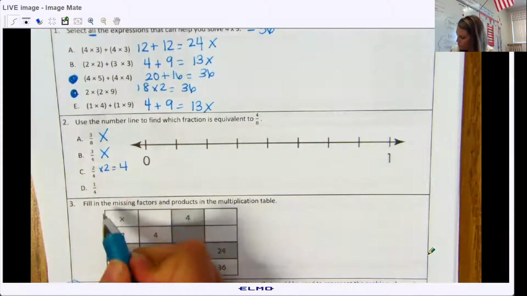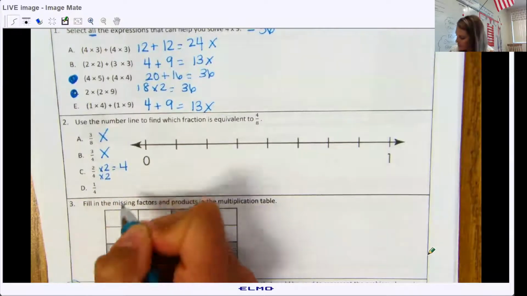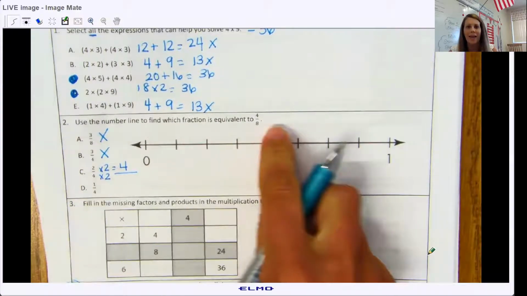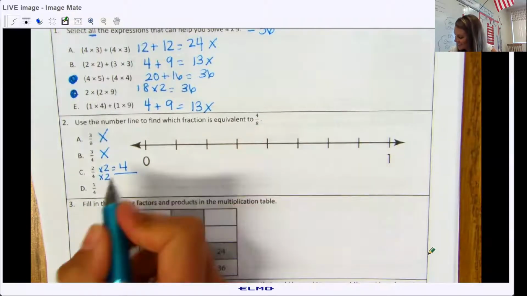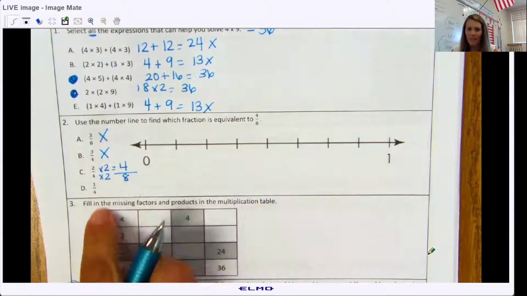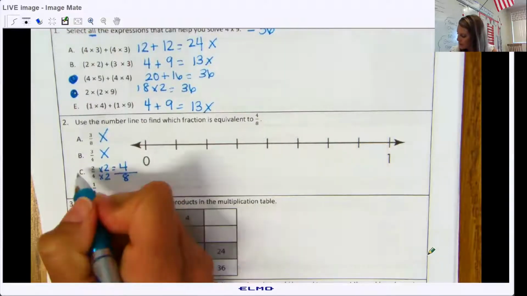Well, does 4 times 2, because remember you have to do it on the same, does 4 times 2 equal 8? Yes. Okay. Could we do it for this one? No. So our answer should have been C.